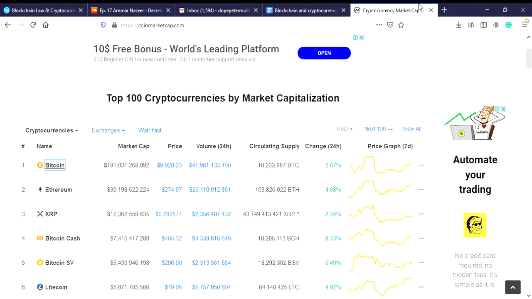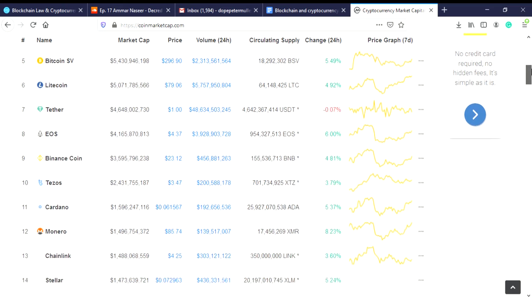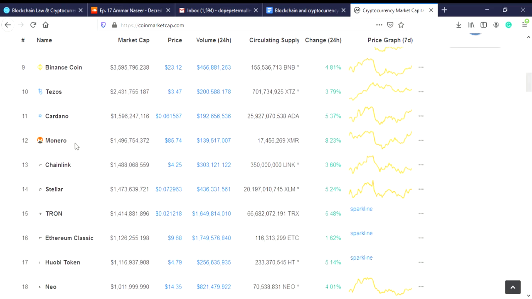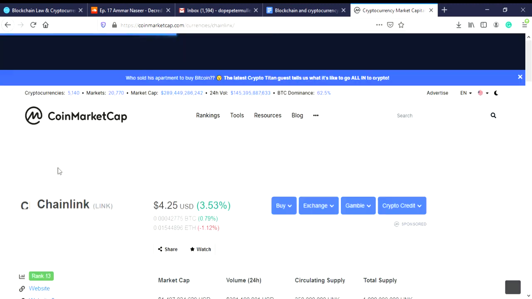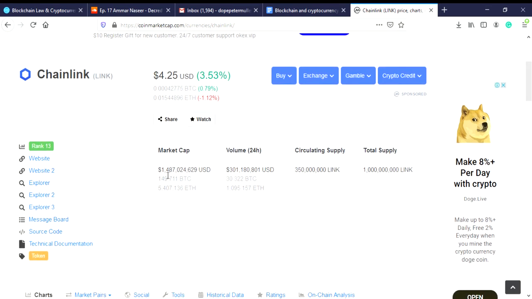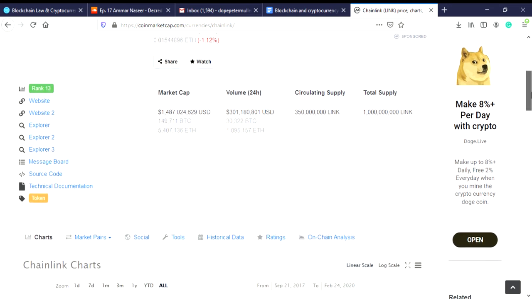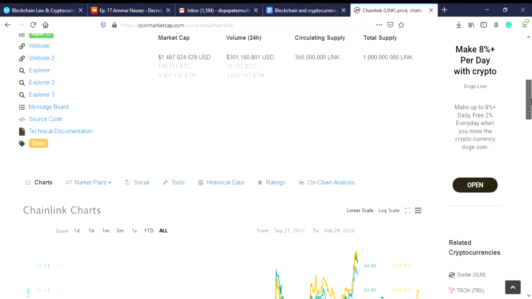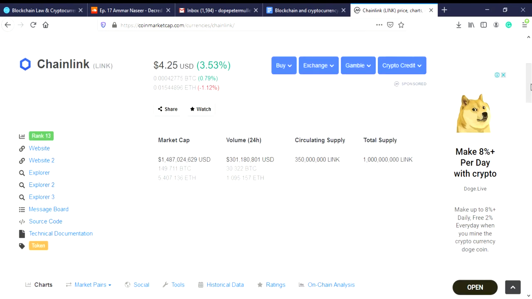So let's pick another cryptocurrency. Okay, let's go with Chainlink. So Chainlink is a cryptocurrency, and what is Chainlink? How do I get to know Chainlink? Aside from the fact that Chainlink has a market cap of $1.4 billion, it has a trading volume of 300 million, and a circulating supply of 350 million LINK. So what else? I need to know more details. What is Chainlink all about, and how do I get to know about it?